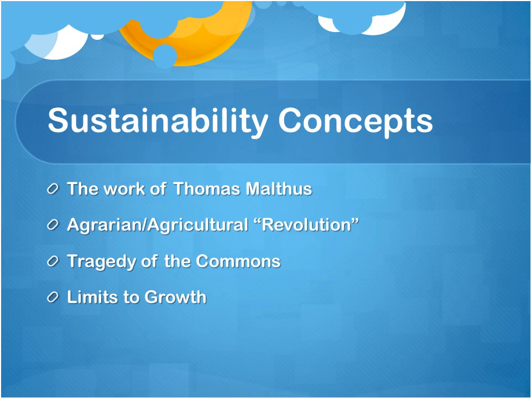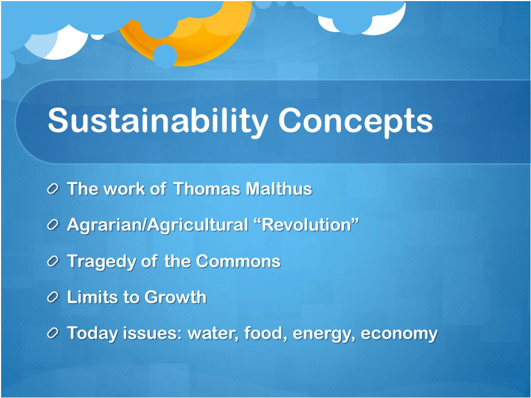Then we'll talk about the study in the 1970s that would probably be what I would call the first attempt to look at sustainability from a modeling standpoint. So not just quantitatively like Malthus did, but actually using computational models and system dynamics tools. This was the limits to growth study that was published in the 1970s. And then we'll move on to introduce what I call the today issues, which we talked about a little in the syllabus: water, food, energy, and the economy.